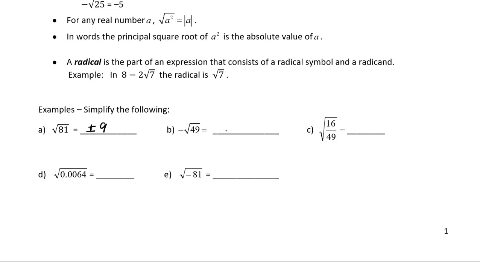The negative square root of 49 is -7. The square root of 16 over 49 means we look at what would multiply to get 16 and what would multiply to get 49. This would give us 4 over 7. And don't forget the plus or minus.